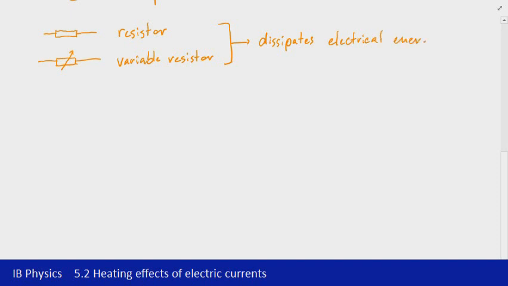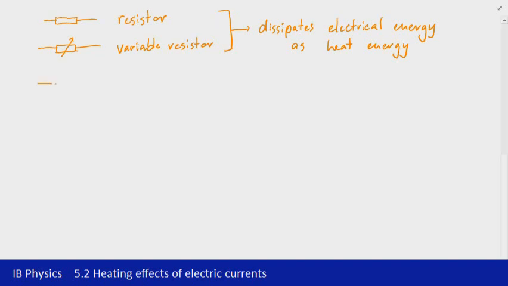Now, when we say that it dissipates, we're not saying that it heats up and becomes hot. We're just saying that it removes energy from the circuit and transfers it to heat energy. So it's not like a heating element that gets hotter. It just removes energy from the circuit in that way.